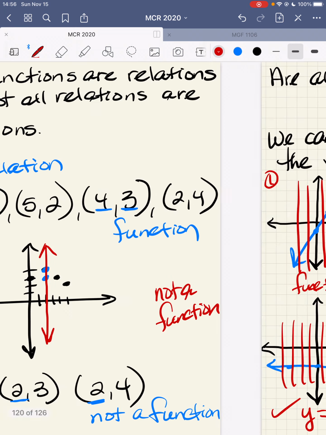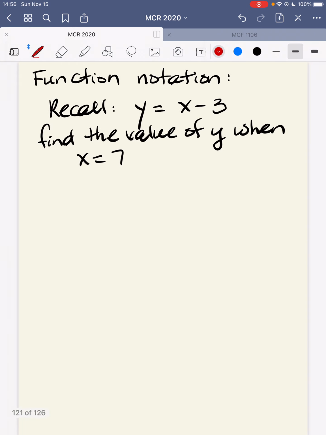All right. Let's go ahead and look at what we call function notation. Now, you can only use function notation when it's a function. Okay? So remember back in the day when we would have an equation, we'll say y equals x minus 3, and we wanted to know the value of y when x was equal to 7. So what we would do is we would rewrite our equation. Wherever x was, we would go ahead and put a set of parentheses.